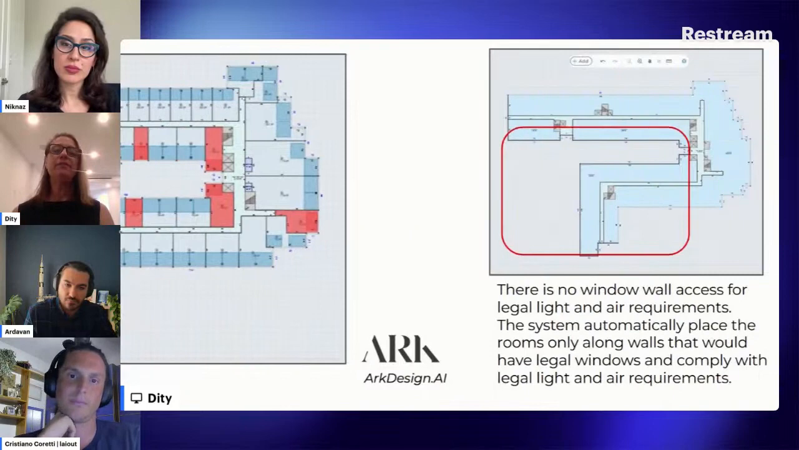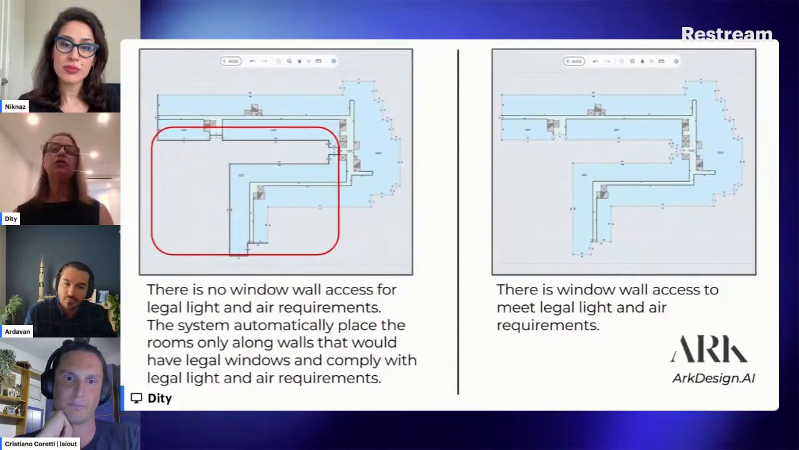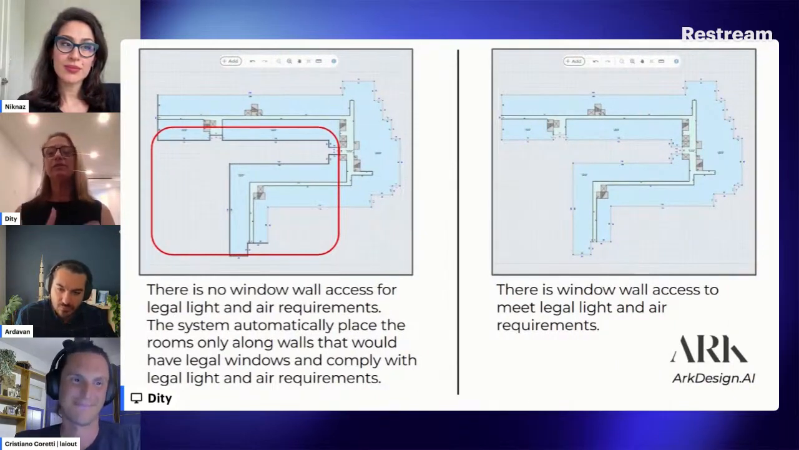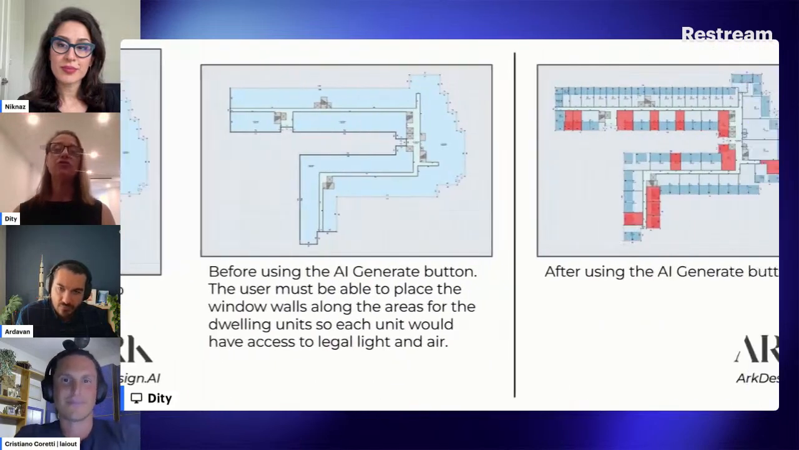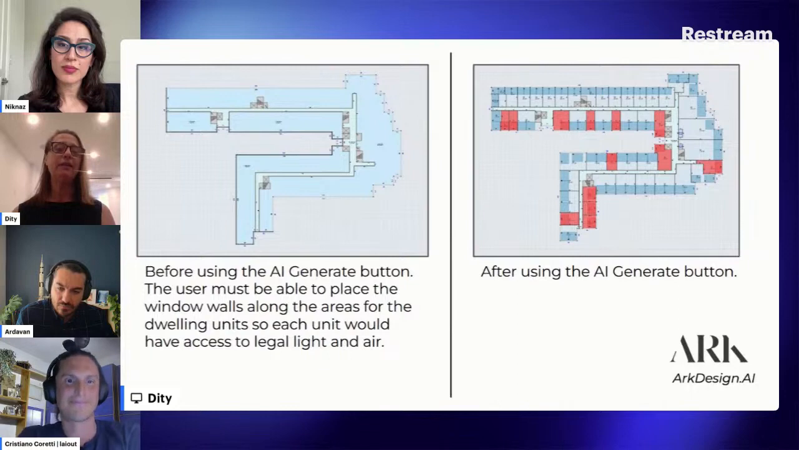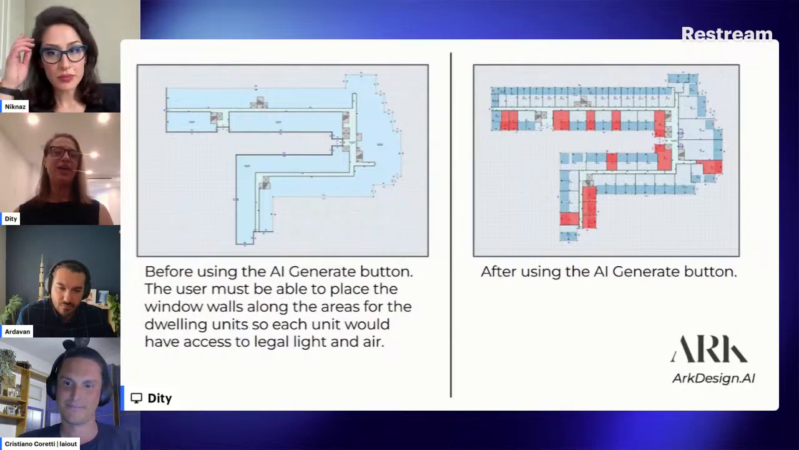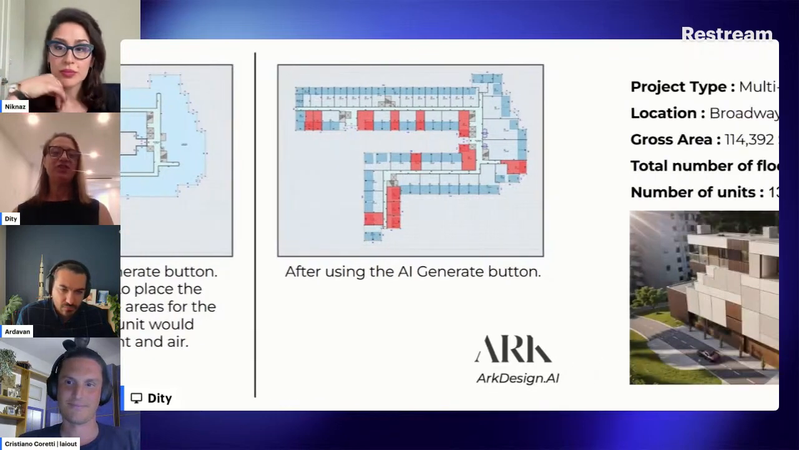And the system will not work if you don't explain to the system that you have window walls, like on the right scheme. In the left scheme, the system thinks it's all block walls, or in New York City, we call them lot line walls, where you don't have the legal light and air. And so the system will actually refuse to generate units, like you see in the left scheme, whereas in the right scheme, you can immediately see that it's generated the units.